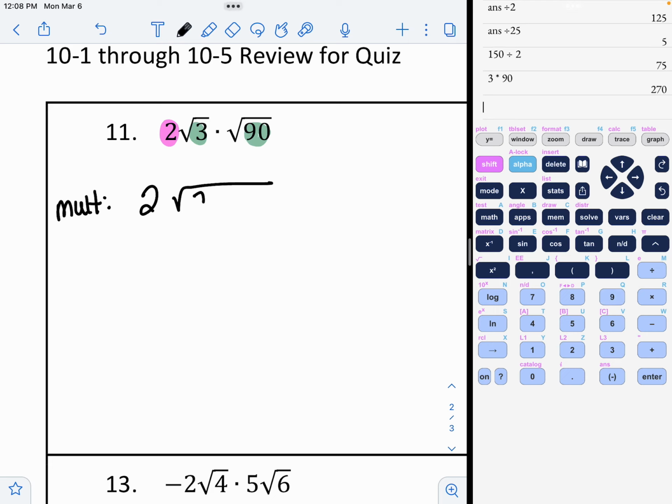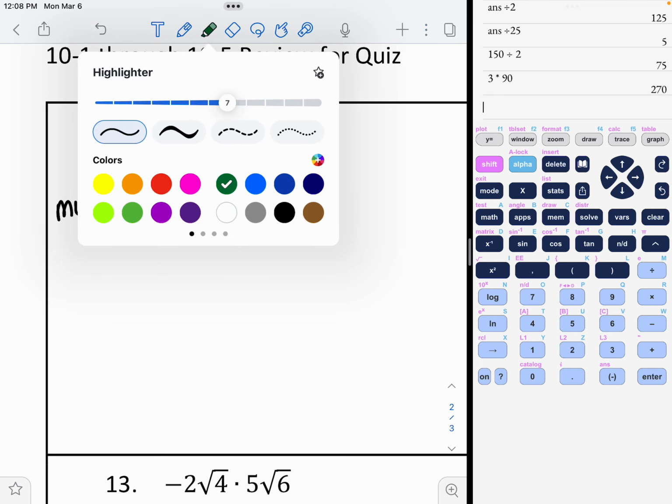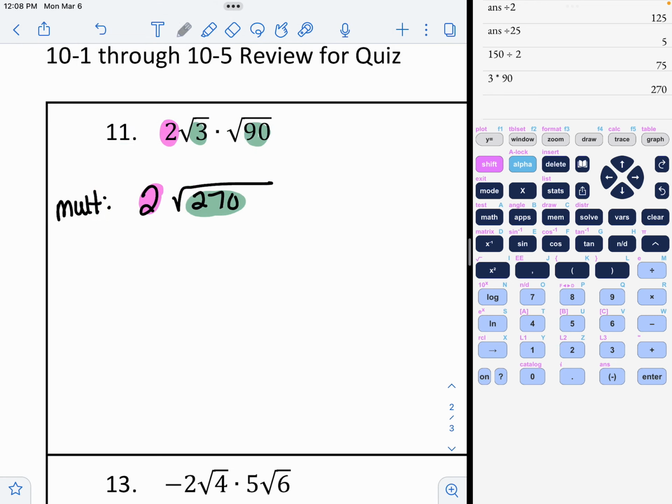So 2 is on the outside and 270 on the inside. 270 came from 3 times 90 and the 2 just dropped down. Now step 1, we bring down this 2, there it is, and we break apart 270. 270 divides by the perfect square of 9. You get 9 and 30.